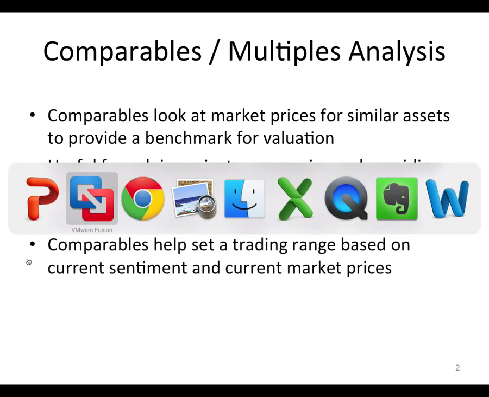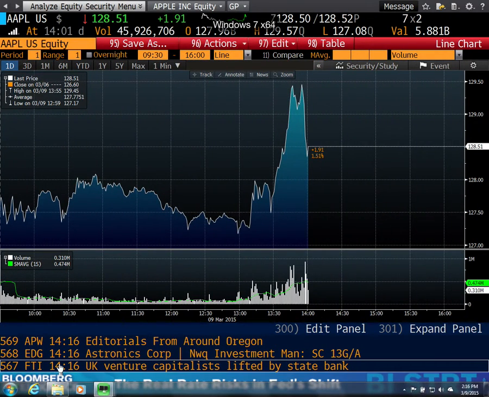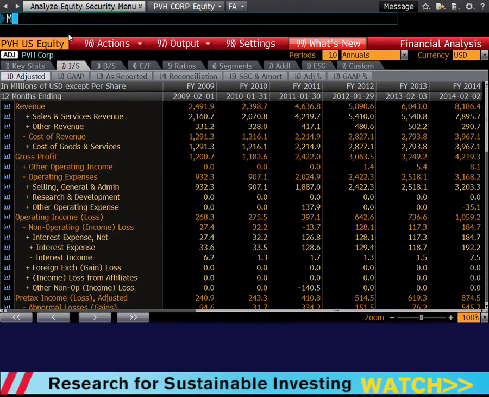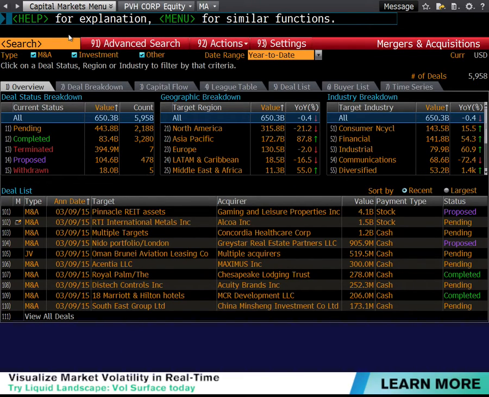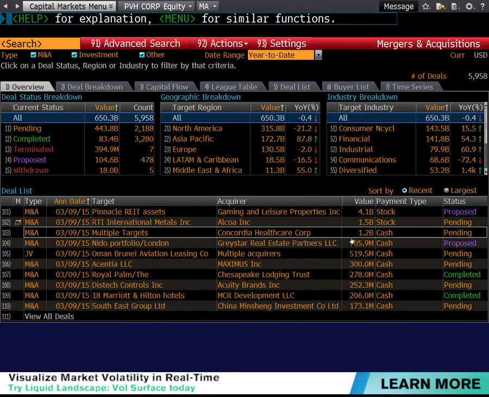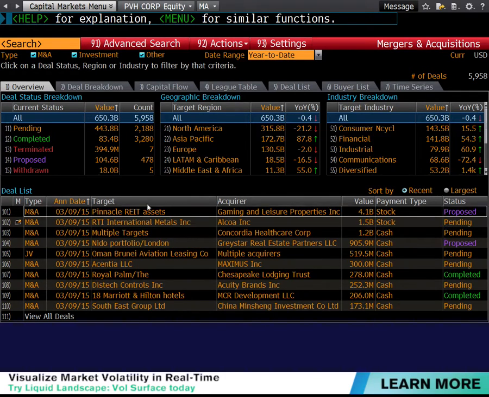Matter of fact, another very valuable feature of Bloomberg is, if you go to the M&A section of Bloomberg, short code MA, this will show you all the recent deals that have been done. Any merger, any acquisition, any type of financing, and like the equity screening tool, you can screen down. But for example, here is something where Alcoa is buying this company, RTI International, for $1.5 billion in stock.